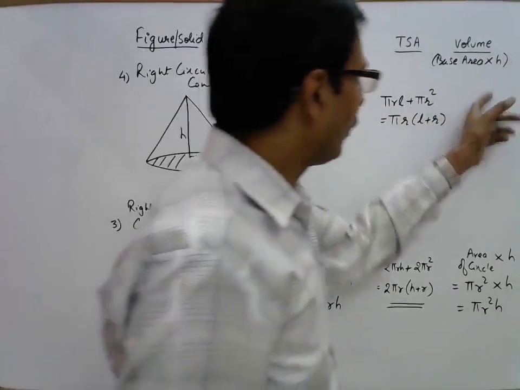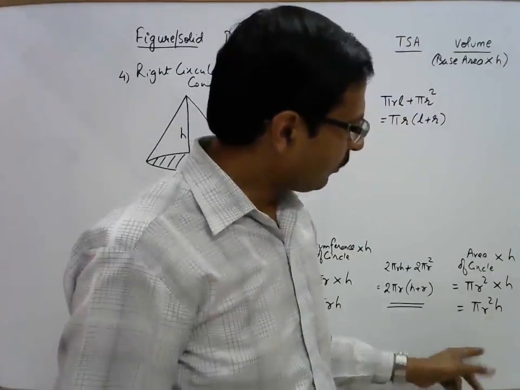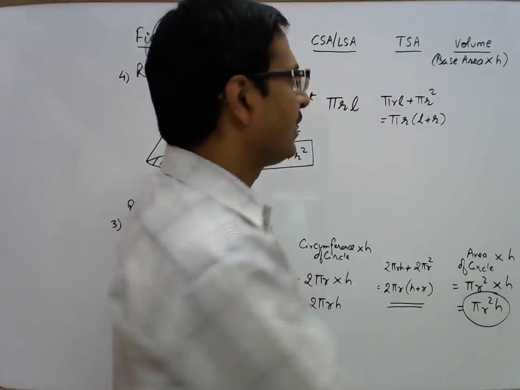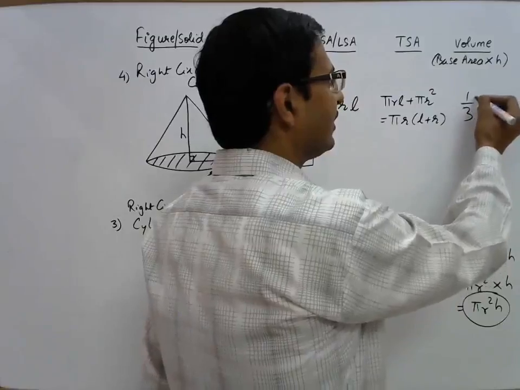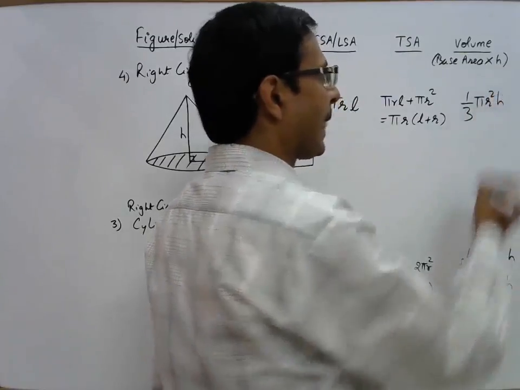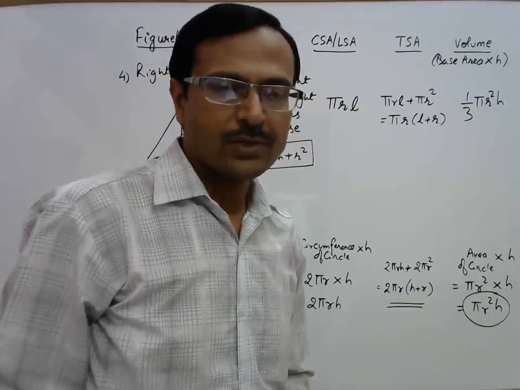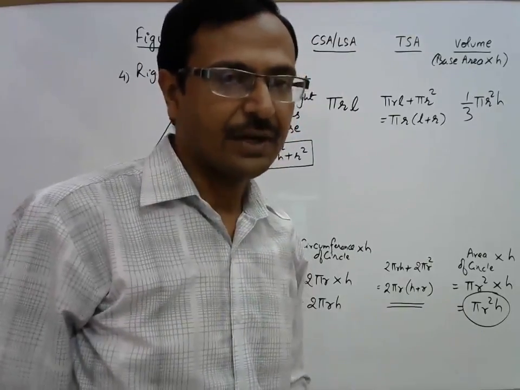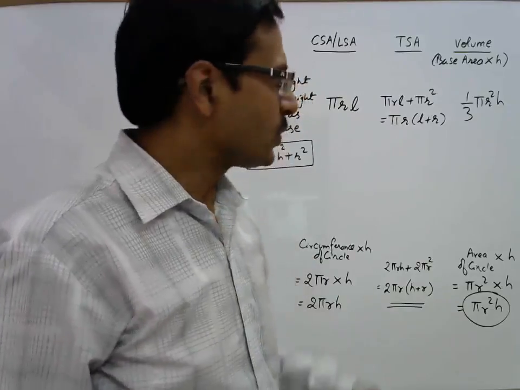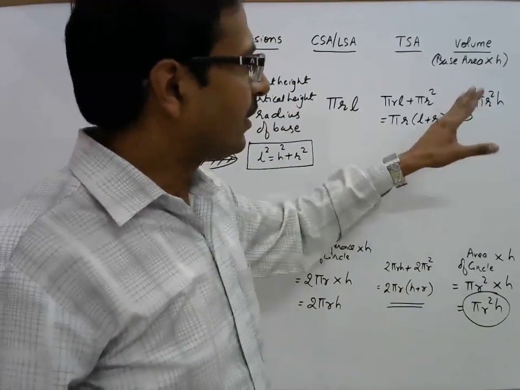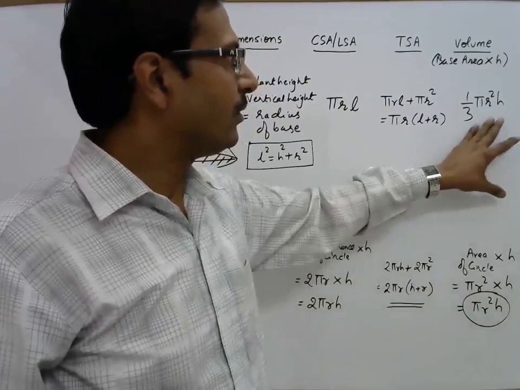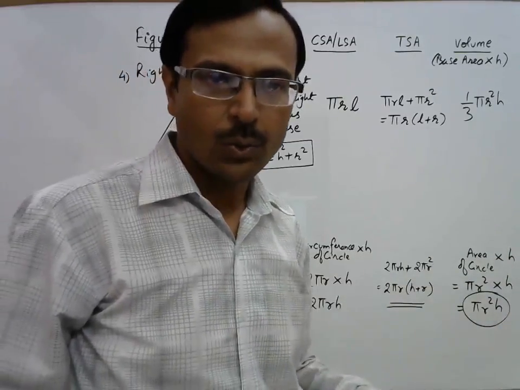Now what about the volume? Just compare it with the volume of the cylinder, which is pi r square h, and put a 1 by 3 in front of this, because the volume of a cone is always 1/3 the volume of a cylinder if the radius and height are the same. So just put 1/3 in front of the formula for the volume of a cylinder, and you will get the formula for the volume of a cone.